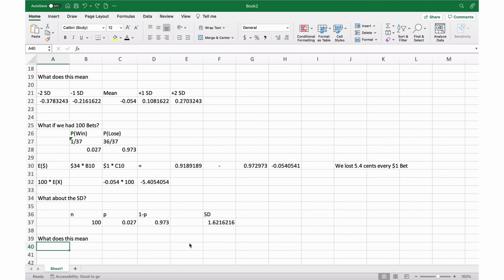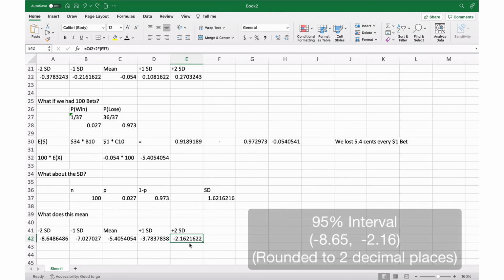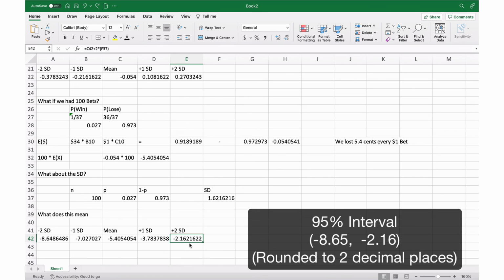So what does this mean? Again, if we take our mean of a negative $5.4 and we take one standard deviation on both sides, you're going to end up with a negative 7.02 on the left and a negative 3.78 on the right. And if we take two standard deviations, you end up with negative 8.64 and negative 2.16. That means there's a 95% chance that you're going to lose between $8.64 and $2.16. So this gives you that 95% interval, and it shows that the more bets you make, the more likely you are to lose money. And of course, we know that to be true because there's no way that the casinos are going to lose money.